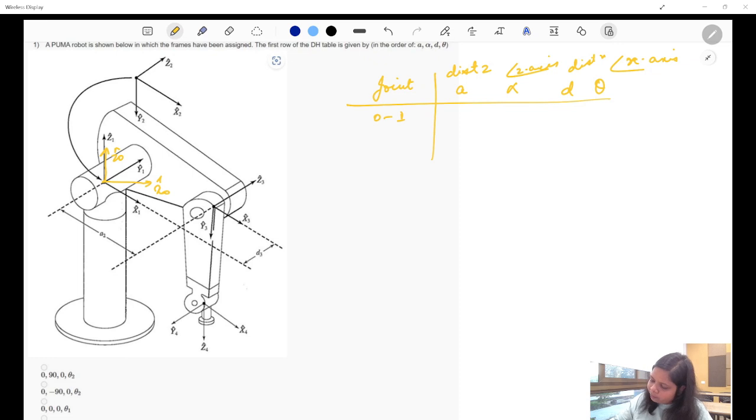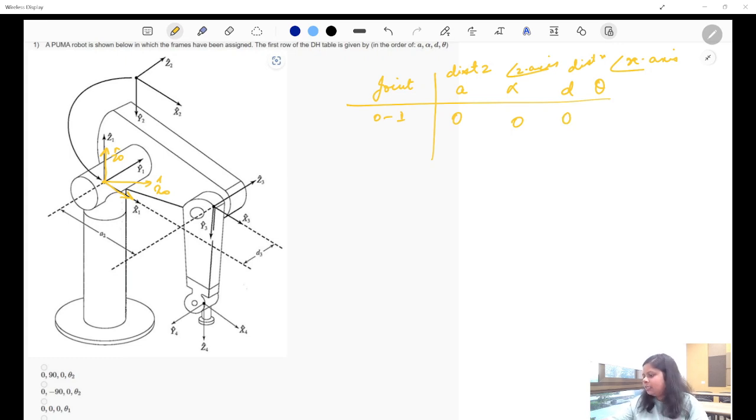Now, for joint 1, that means everything we have to find out has to be between frame 0 and frame 1. So what is the distance between the Z axes? There is no distance as both the lines are intersecting, so it is 0. What is the angle between the Z axes? It is also 0. What is the distance between the x axes? You can see that both x1 and x0 are intersecting. Hence the distance is also 0.